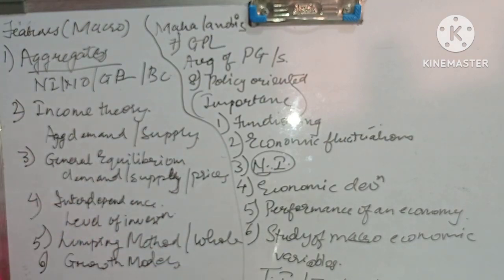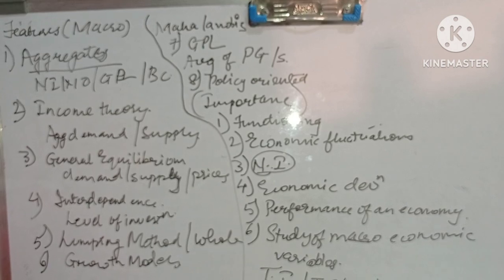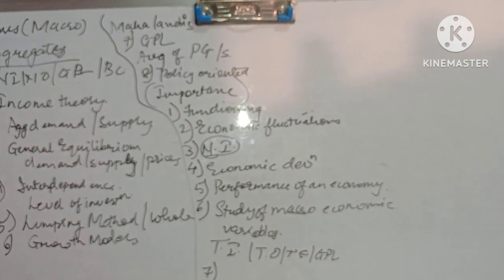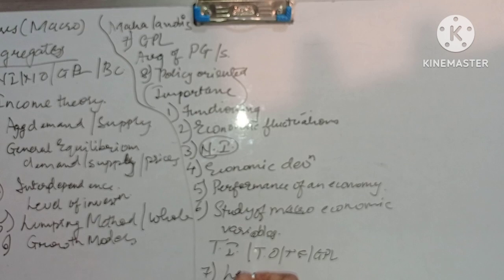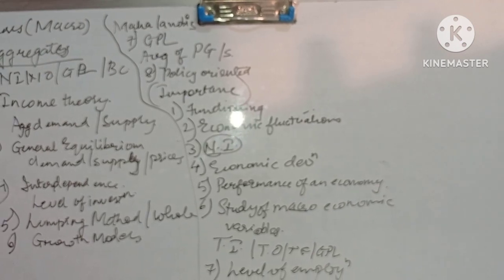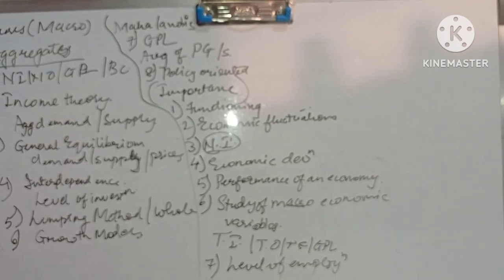The last point in this is level of employment. Macroeconomics helps to analyze the general price level, employment and output of an economy. It helps us to understand the general level of employment and output in an economy. So as you have seen the features, the importance and everything, we now end this chapter.